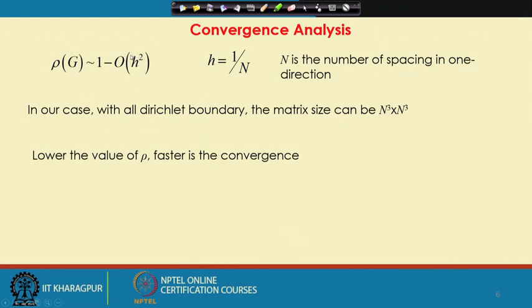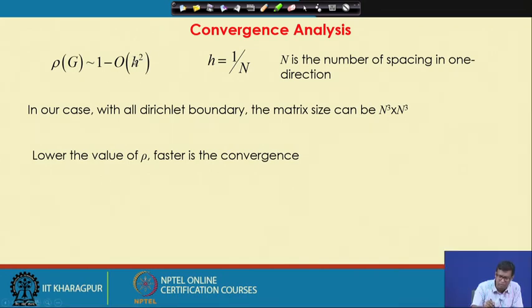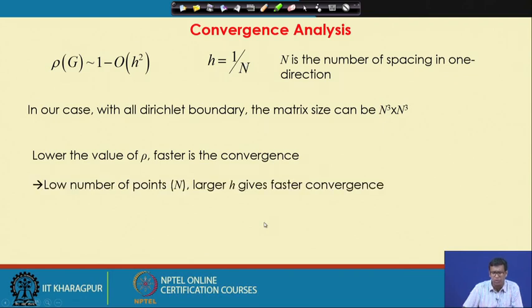So, 1 minus h square should be a small number. In order to have 1 minus h square small, h should be high. In order to have a high h, n should be small. We can check it out. So, a low number of points n and larger grid spacing will give faster convergence, and that is exactly what we have seen: when taking 4 points in each direction, the convergence is in some 27 iterations, and when taking 12 points in each direction, the convergence is obtained after 500 to 600 iterations.